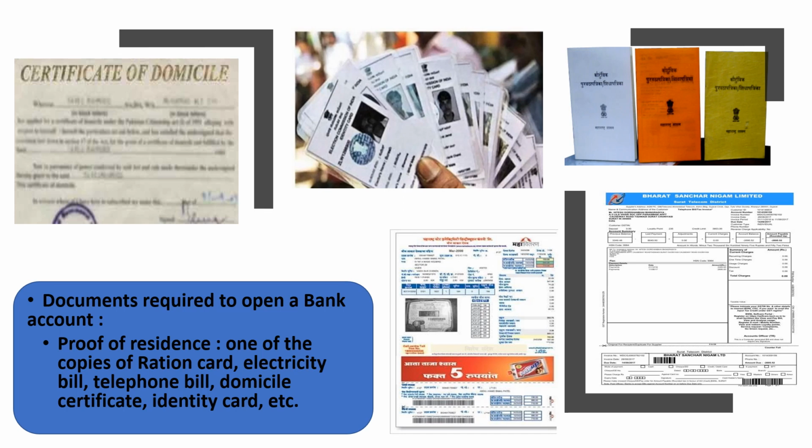One has to provide copies of any one of these: ration card, electricity bill, telephone bill, domicile certificate or identity card. I guess you can find them out here. Here we have the domicile certificate. Here is your ID card, that is voter ID card. Then your ration card, whichever color you prefer, which is in your home as per your parents' income. Electricity bill, and then your telephone bill. So you have these many things here which can prove your residential address.